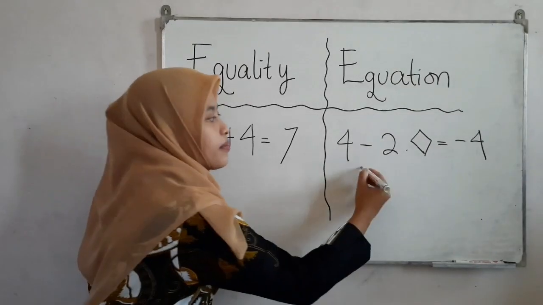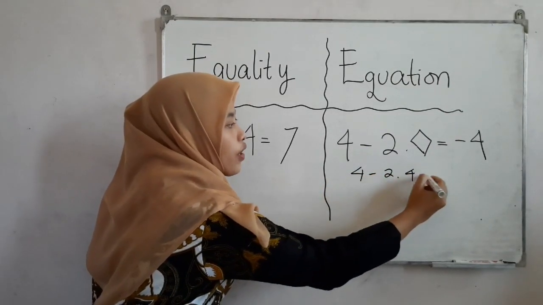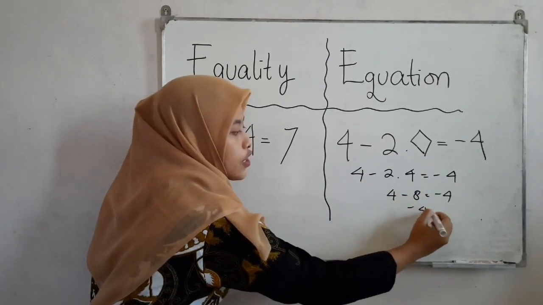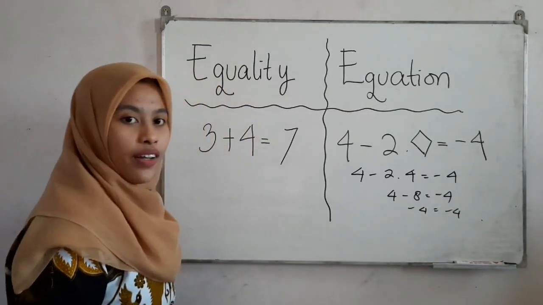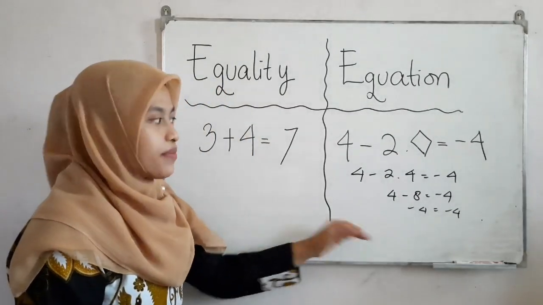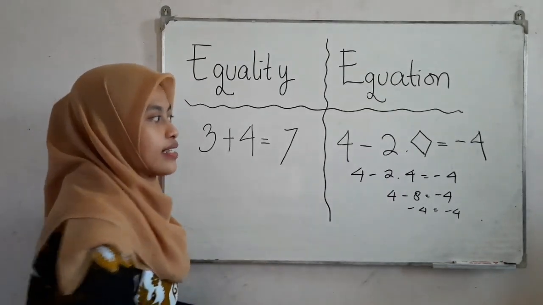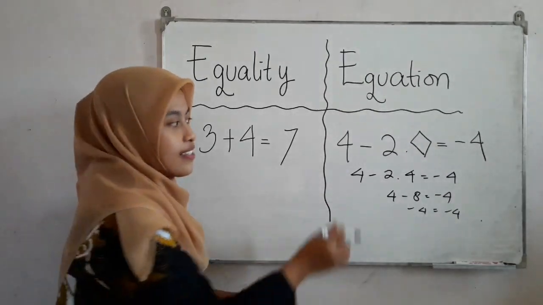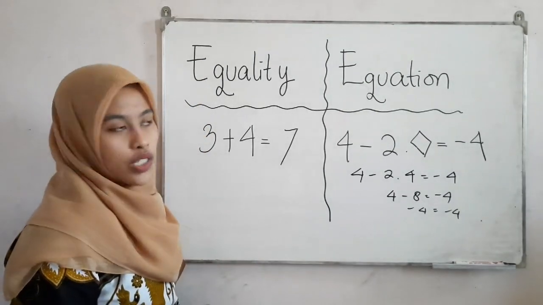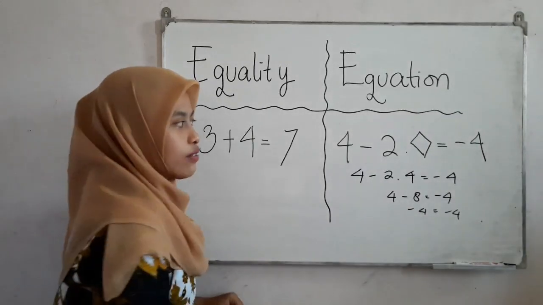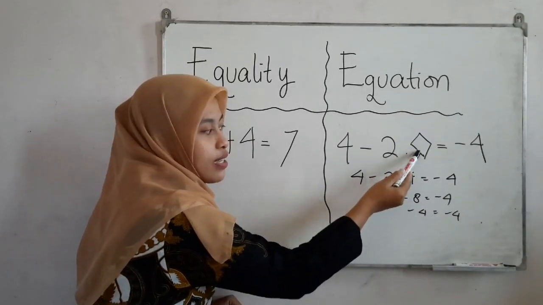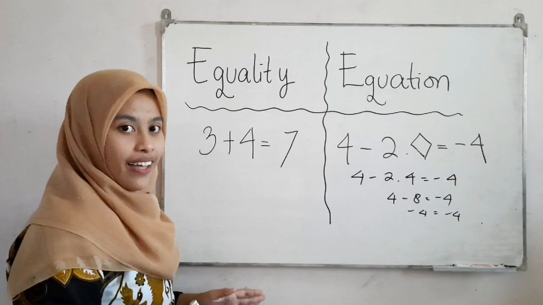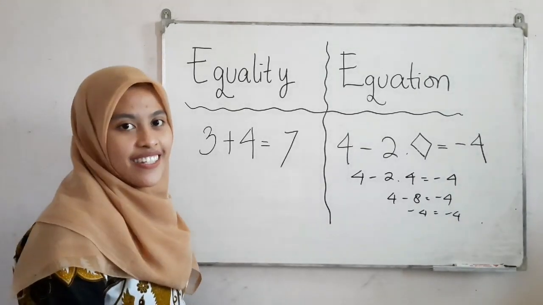If we replace that symbol with 4, we get minus 4 equals minus 4. The sentence becomes correct. But if we replace the symbol with any number other than 4, of course the sentence will be wrong. So today we will learn how to find the value of the symbol, which is equal to 4. To answer that, let's move on to the balance visualization.